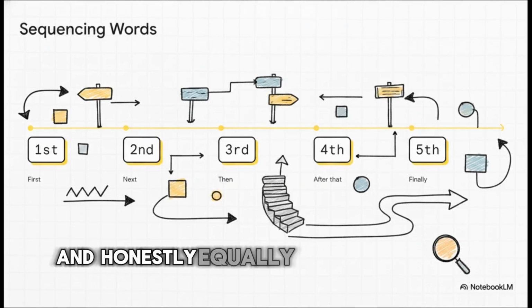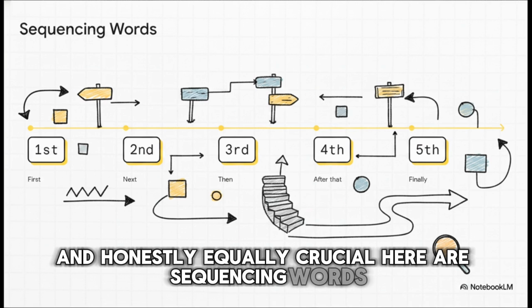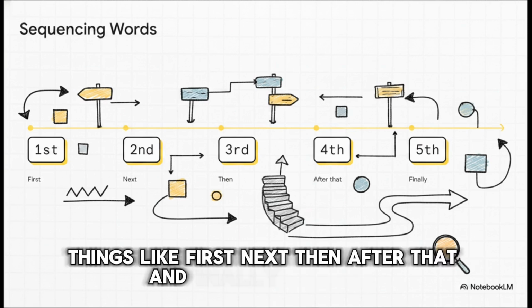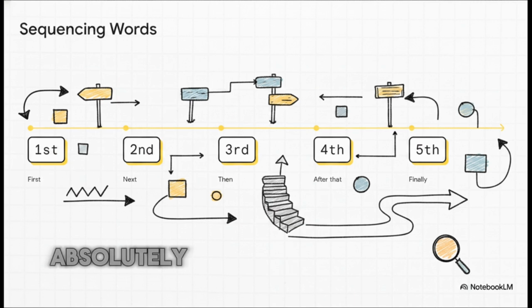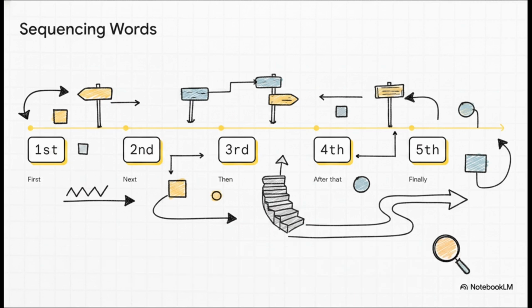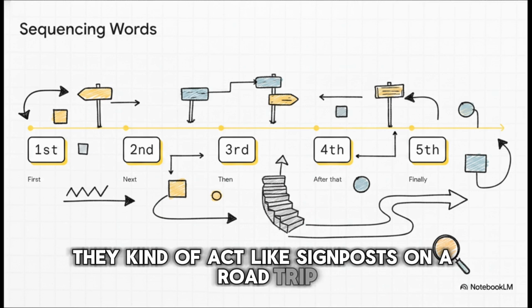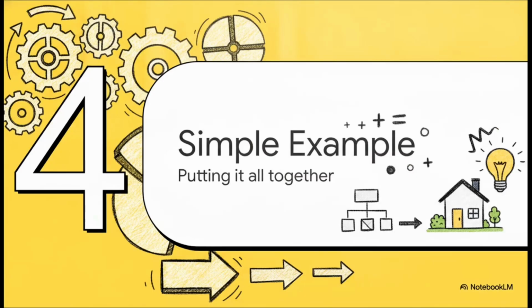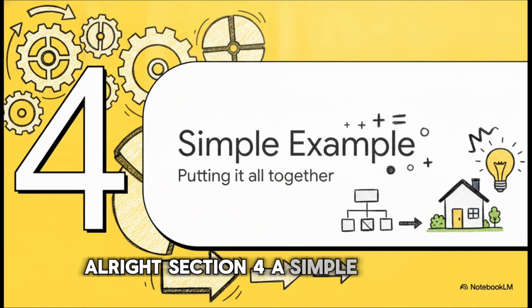And honestly, equally crucial here are sequencing words. Things like first, next, then, after that, and finally. Procedure texts absolutely have to use these to show the exact order of the steps. They kind of act like signposts on a road trip, keeping the reader on track so they don't get lost along the way.